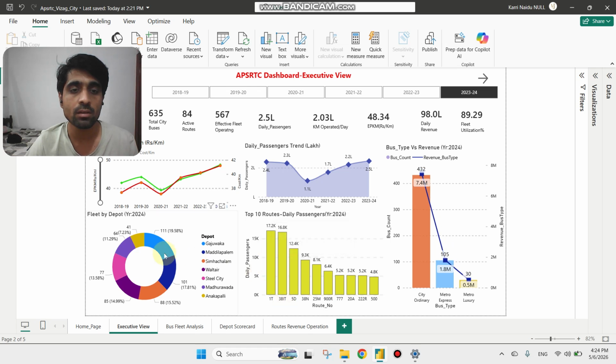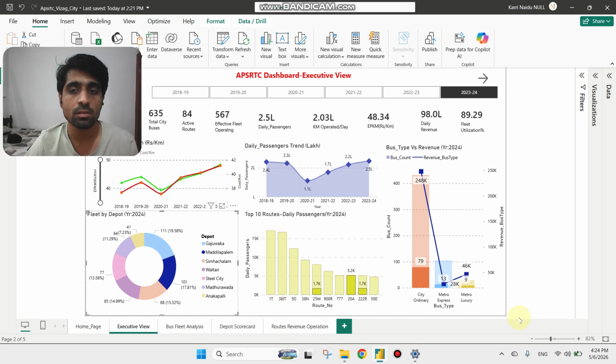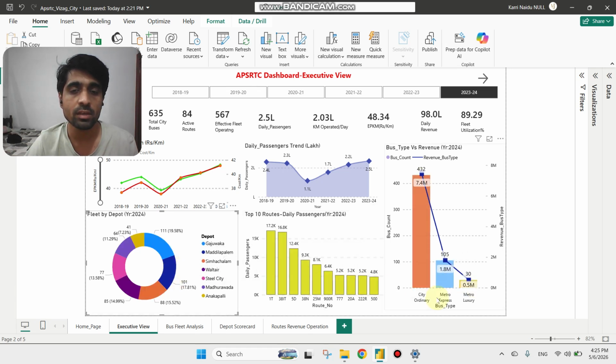Similarly, suppose I want to know the depot-wise total number of buses in a particular depot. I select this Madilpalam depot. Here you can see that out of the total number of buses in the depot, we have 79 ordinary buses, 13 metro buses, roughly 80 plus 13, around 93, and 1 or 2 or 3 of the other buses. So on interaction, because these visualizations are interacting, we could have better understanding.